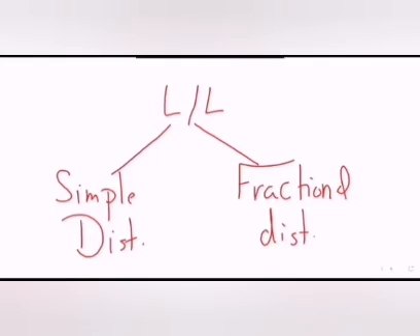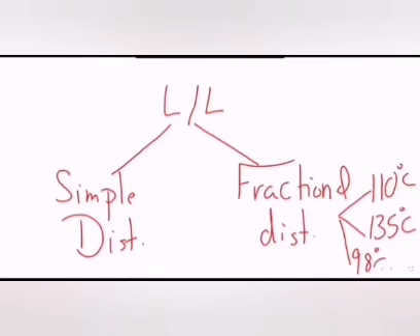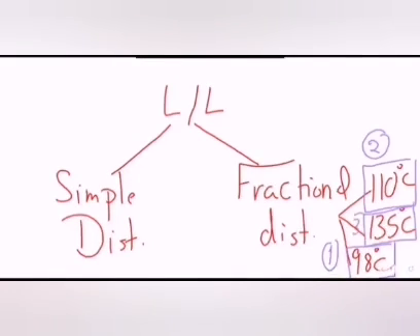So if we have three liquids which have three boiling points, for example, 110, 135, and 98, then the first liquid to evaporate will be the one with the boiling point 98, followed by the higher, followed by the higher. You see? So liquids get collected according to difference in boiling points, so that the lower boiling point liquid is collected first, followed by the higher and the highest one.